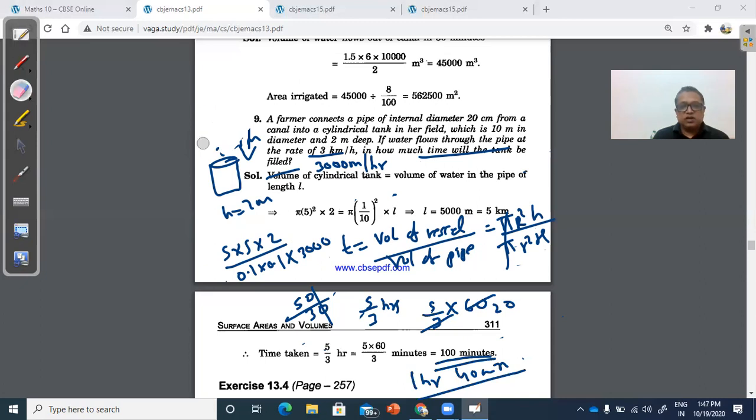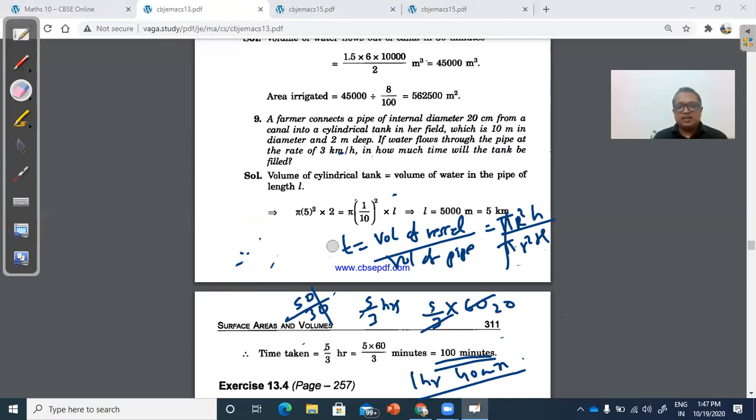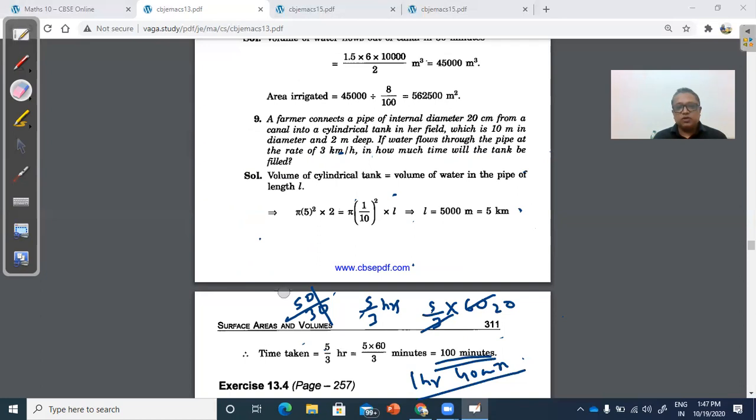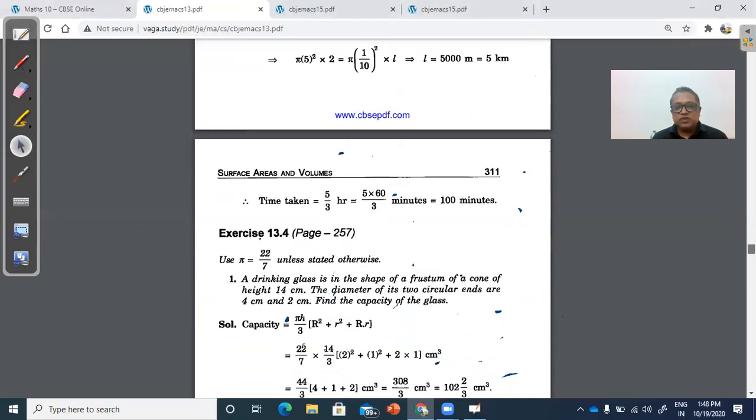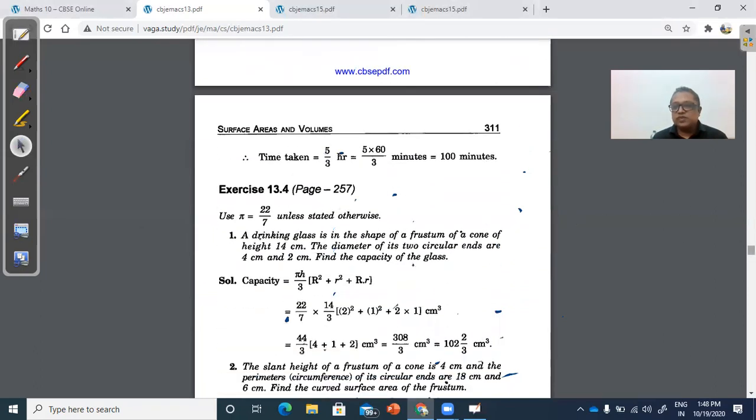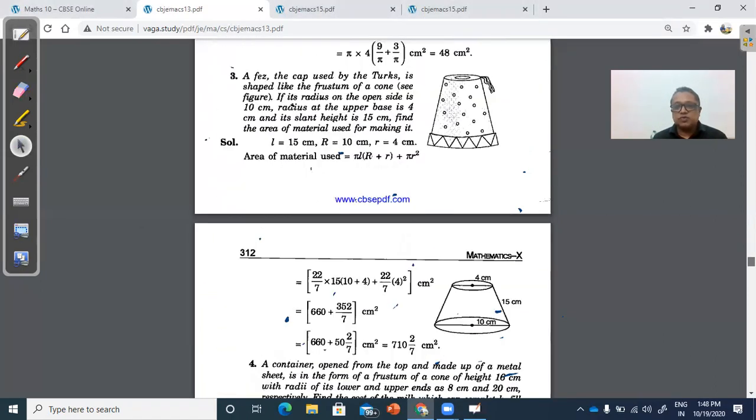Then earlier we used to do 13.4. Now the good news is for this year, due to the COVID conditions, 13.4, that is frustum of cone, is deleted. So frustum of cone is not going to be there. That is deleted. So 13.4, you need not do. Right? So you can delete it. For the students who are giving the exam in 2021, 13.4 is cancelled because this was based on frustum of cones.